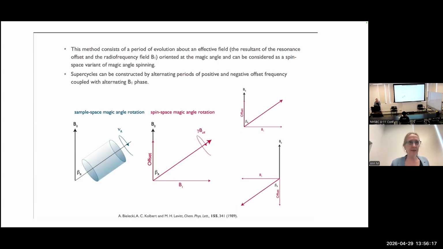Okay, another method, the so-called Lee-Goldburg, simpler and more elegant in some ways, is that you do the CW decoupling at a frequency offset so that the effective field sits at some angle, and you arrange that that can be the magic angle. So you're doing in spin space what we usually do with the rotor, and it achieves much the same thing. Does that make sense? It's called the Lee-Goldburg condition.